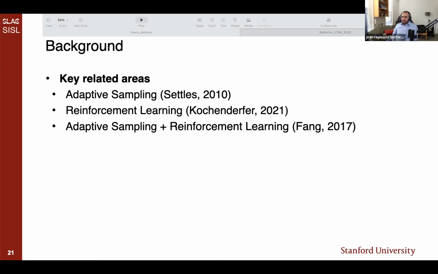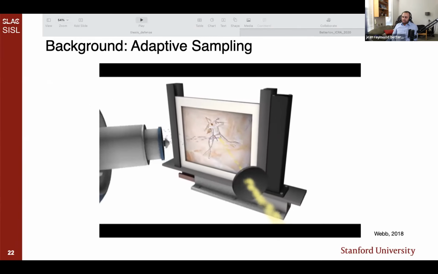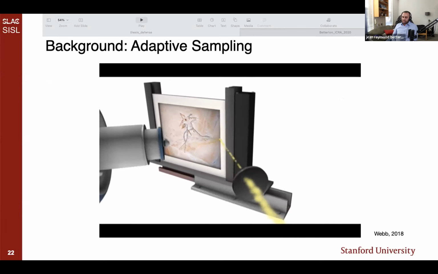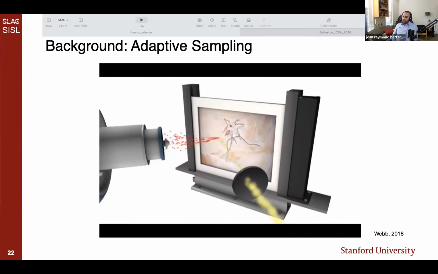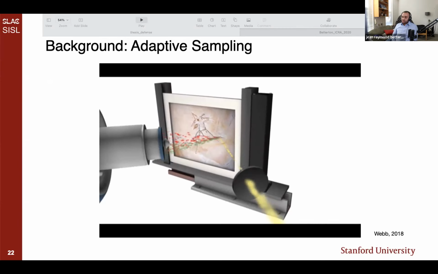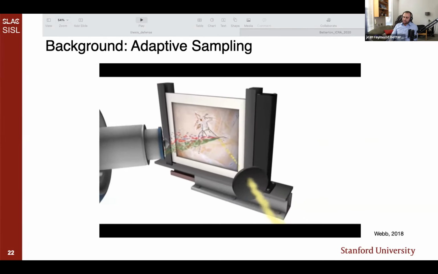Okay, there are three key areas to understand to appreciate the work that we're doing: adaptive sampling, reinforcement learning, and then the combination of the two. So we'll start with adaptive sampling. Measuring everywhere on a sample, like this animation shows, in a lawnmower fashion works, but it feels wasteful. An alternative is to take measurements to gather info and then use that information to measure only the interesting areas. And that's what adaptive sampling is about.